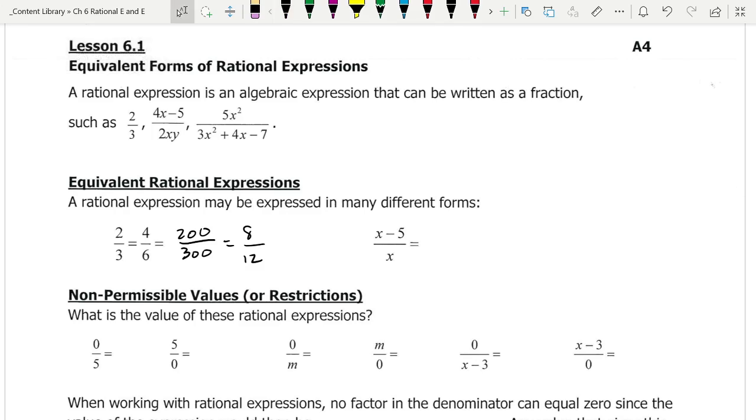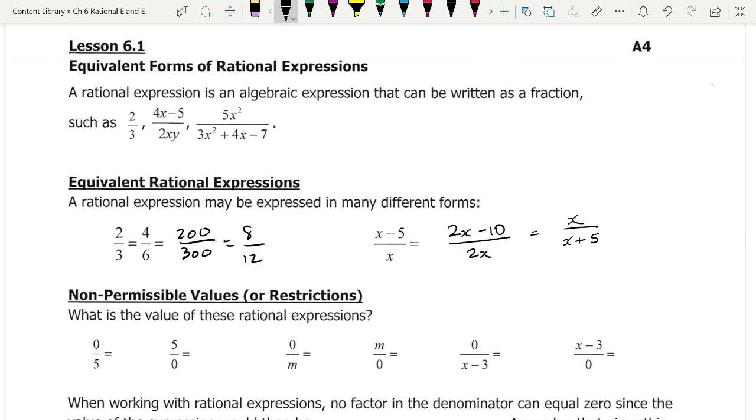x minus 5 over x is the exact same expression as 2x minus 10 over 2x. Or it's the exact same expression as x over x plus 5. Right? See the logic on that?